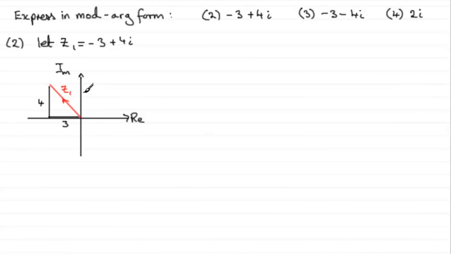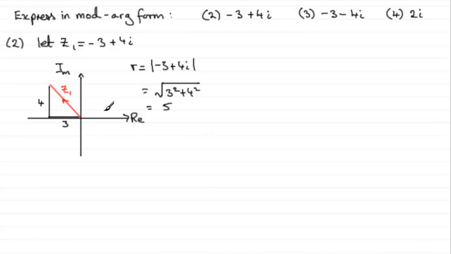We need to find out what the modulus is, so let's get that first of all. We'll say r equals the modulus of minus 3 plus 4i. Well, this is a well-known one because using Pythagoras' theorem, it's based on the 3, 4, 5 triangle. It's going to be the root of 3 squared plus 4 squared, which is going to give you the root of 25, which is clearly 5.